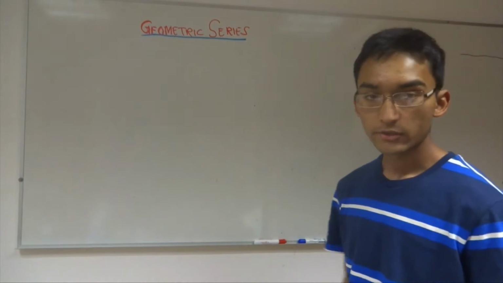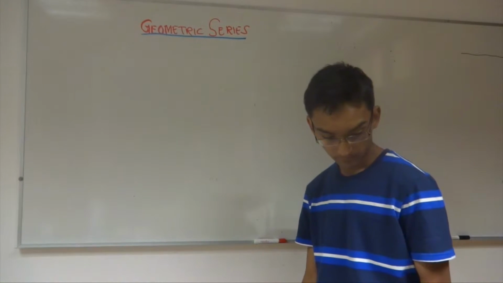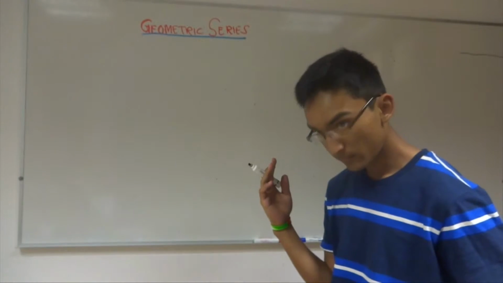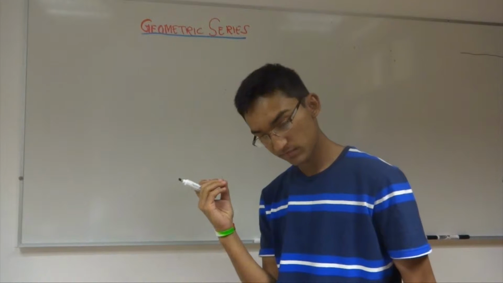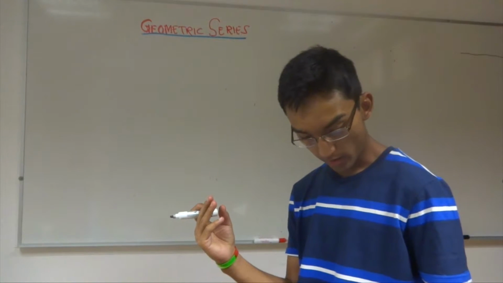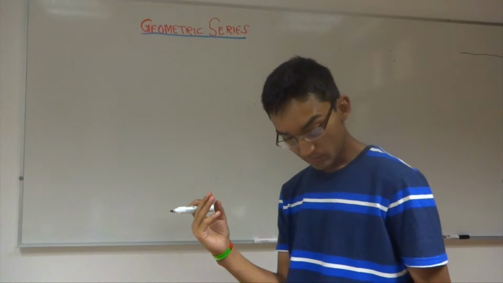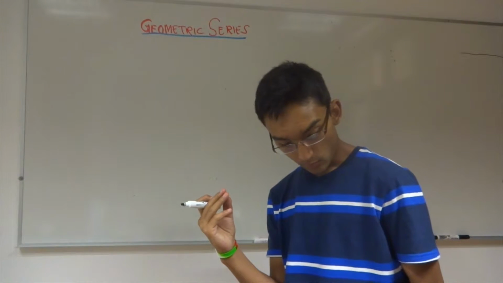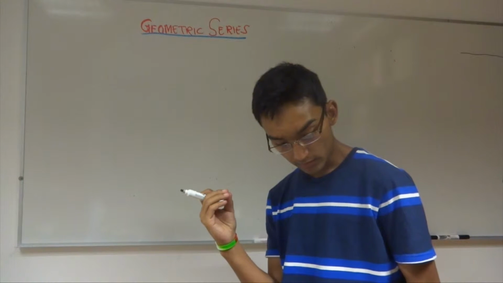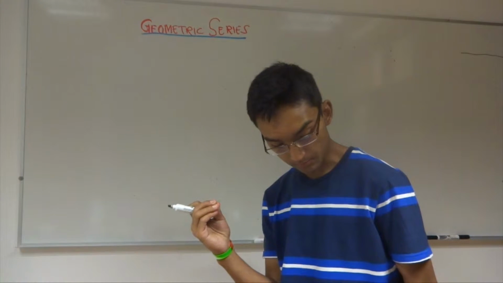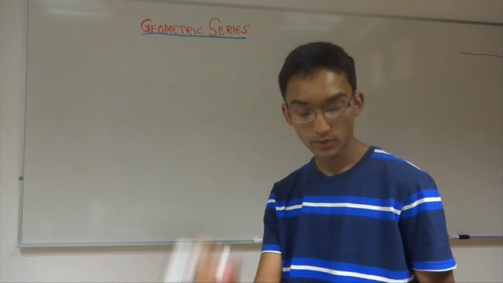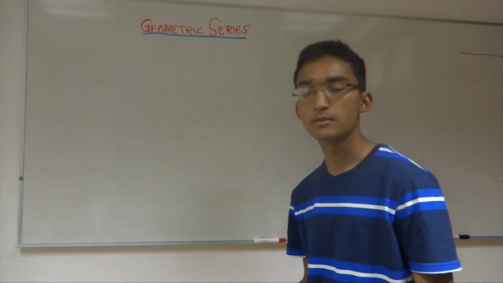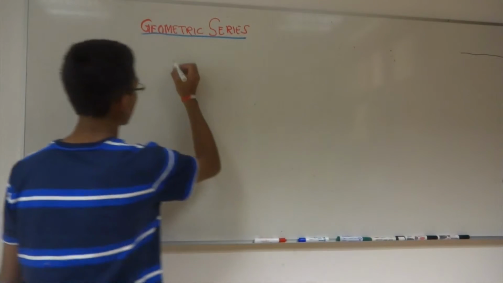Today we'll be talking about geometric series. A geometric series is a sequence or series in which the ratio of any term to its predecessor is always the same number. The ratio is called the common ratio. So the definition is a bit complicated, but it's a really easy concept.